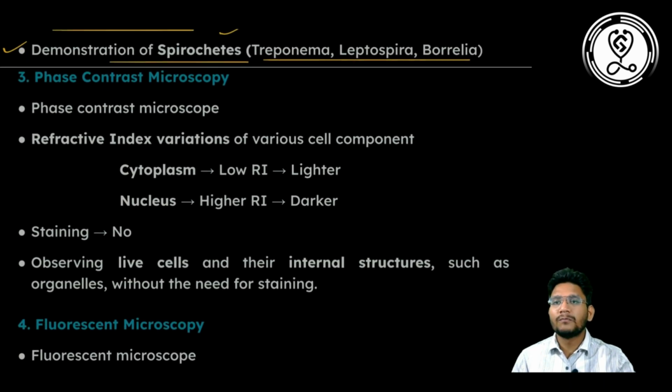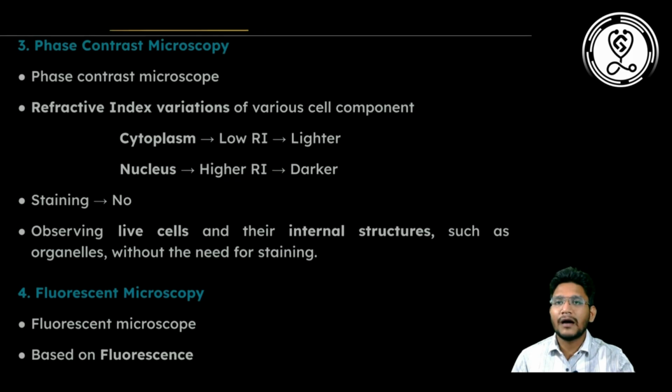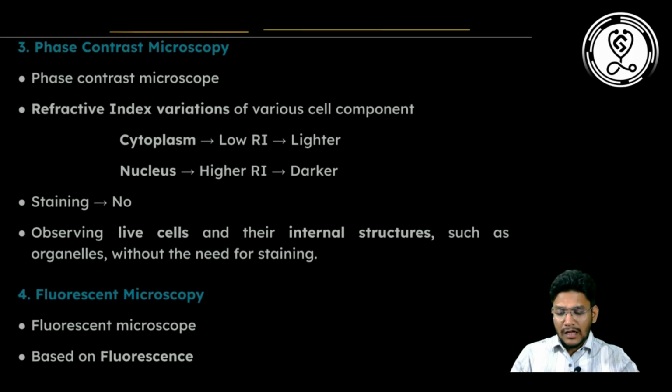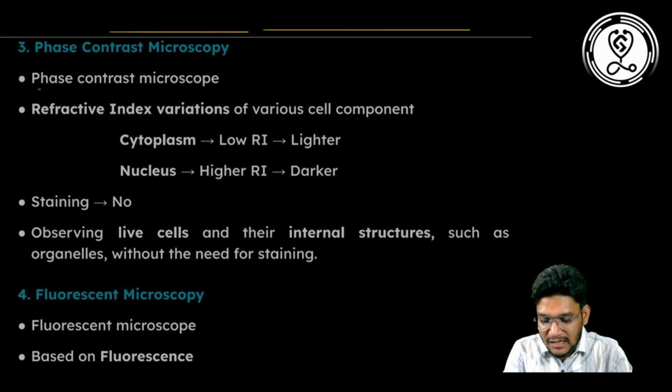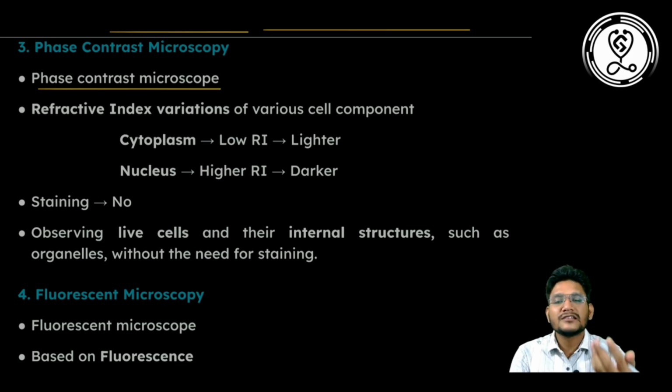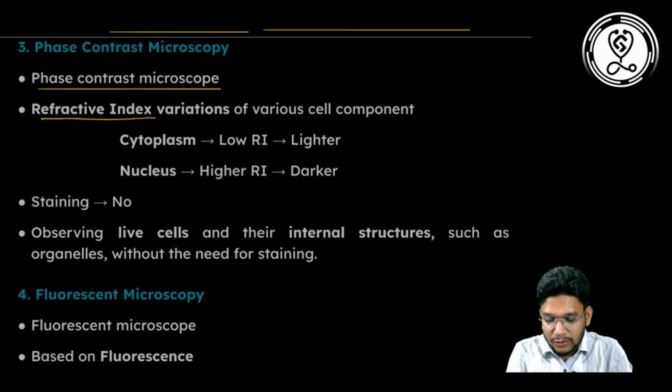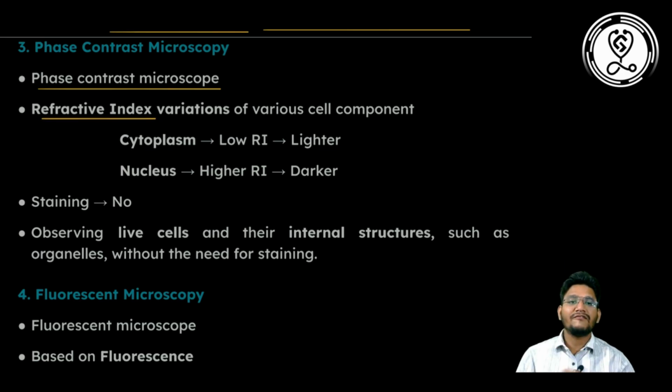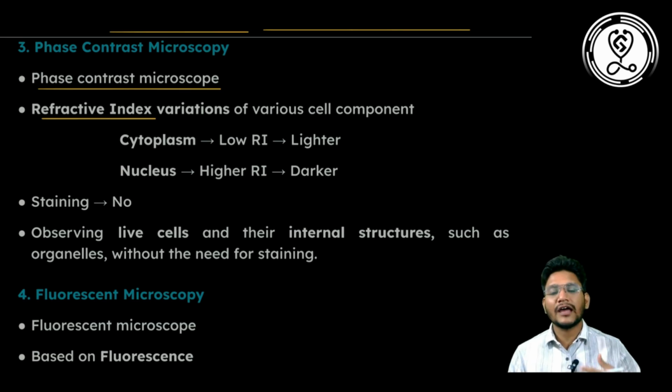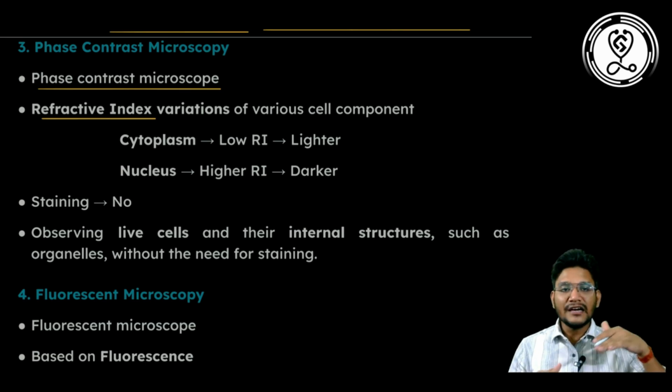Third optical microscopy is phase contrast microscopy, right? And here we are using a special kind of compound microscope, that is phase contrast microscope. And this microscopy is based on the principle of refractive index. So what is a refractive index? Refractive index is the property of an object to bend the light when light passes through it.